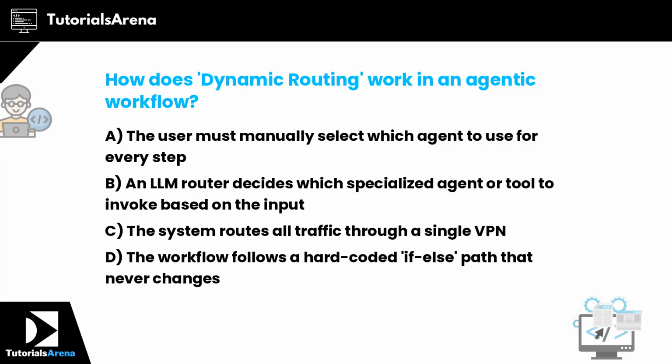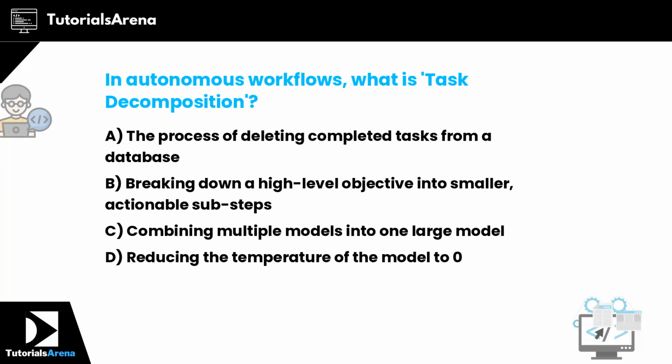How does dynamic routing work in an agentic workflow? The correct answer is option B. An LLM router decides which specialized agent or tool to invoke based on the input. In autonomous workflows, what is task decomposition? The correct answer is option B, breaking down a high-level objective into smaller, actionable substeps.